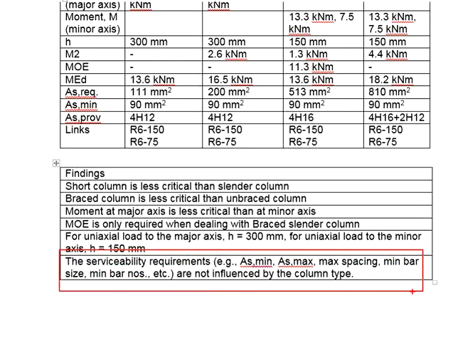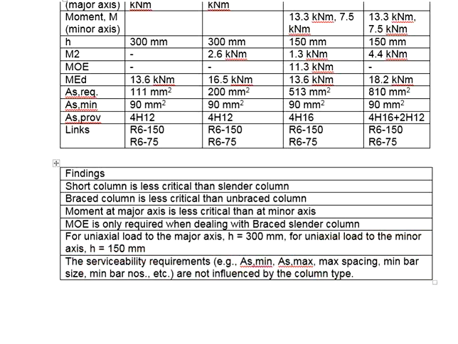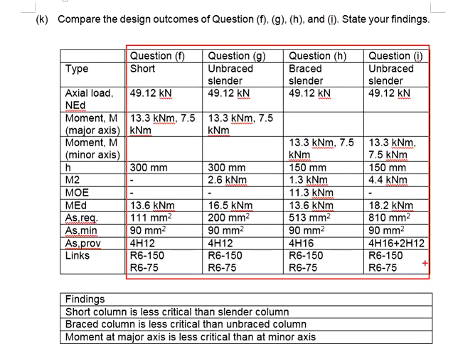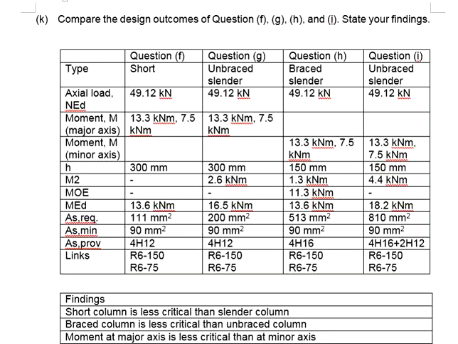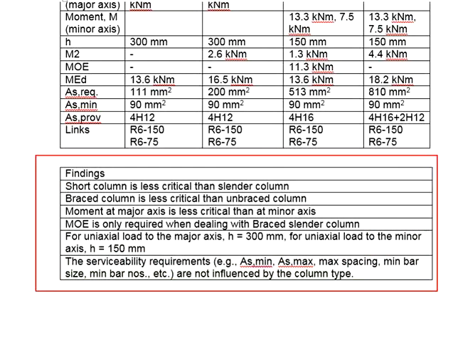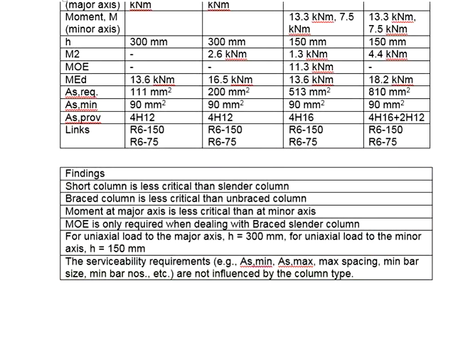Lastly is about the serviceability requirements. These serviceability requirements, such as AS min, AS maximum, maximum spacing, minimum bar diameter, minimum number of reinforcement bars, etc., are universal to all columns, regardless of their types and conditions. I believe after you have gone through these 4 questions from the videos that we have covered previously, and then after going through the comparisons of the design outcome, you will have gained something fruitful. Especially, these findings can help you to make good engineering decisions when it comes to the design of the column.